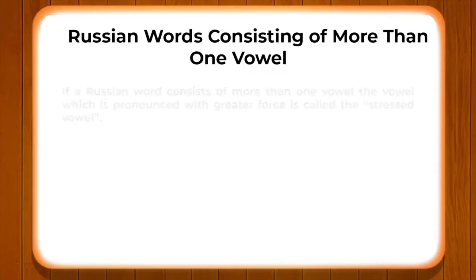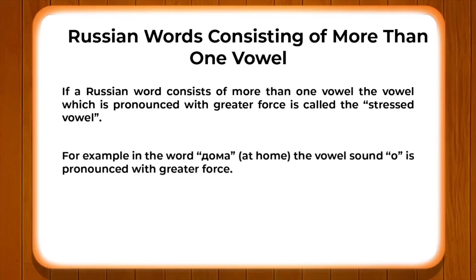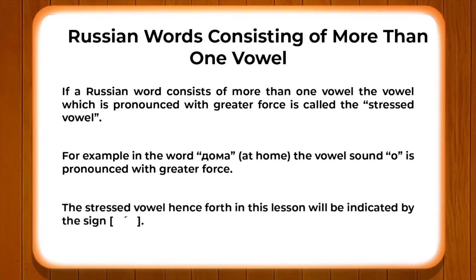As you know, if a Russian word consists of more than one vowel, the vowel which is pronounced with greater force is called the stressed vowel. For example, in the word doma, which means at home, the vowel sound o is pronounced with greater force. So, the stressed vowel henceforth in this module will be indicated by the sign as you can see on the screen.